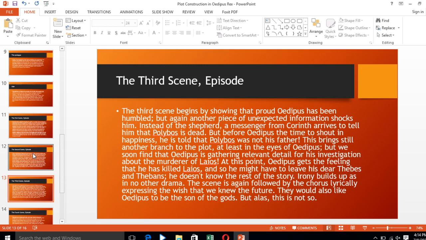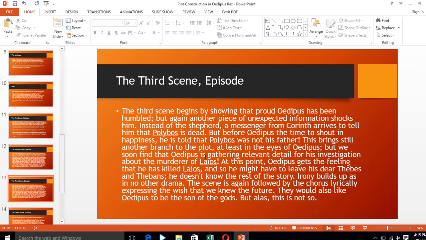Then we have the third scene. The third scene begins by showing that the proud Oedipus has been humbled, but again, another piece of unexpected information shocks him. Instead of the shepherd, a messenger from Corinth arrives to tell him that Polybus, his father, is dead. But before Oedipus has time to shout in happiness, he is told that Polybus was not his biological father. This brings still another branch to the plot, at least in the eyes of Oedipus.